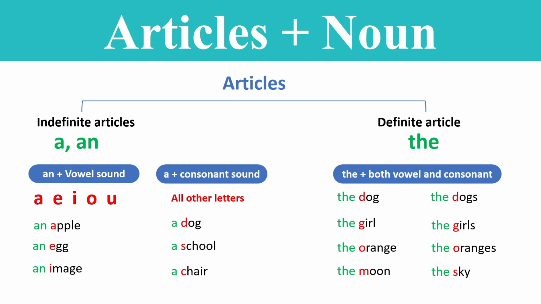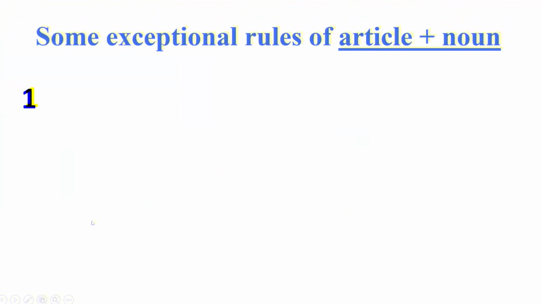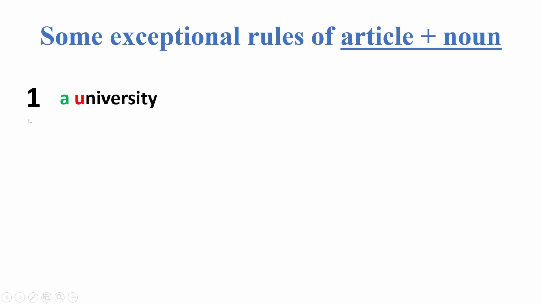Let's continue the lesson and see 2 exceptional rules about the articles. Number 1, let's see these examples first, then we will talk about it. A university, a union, an umbrella. The first exception is about the letter U. According to the rules of articles, we have to use "an" before a noun that begins with the letter U, because U is a vowel sound.